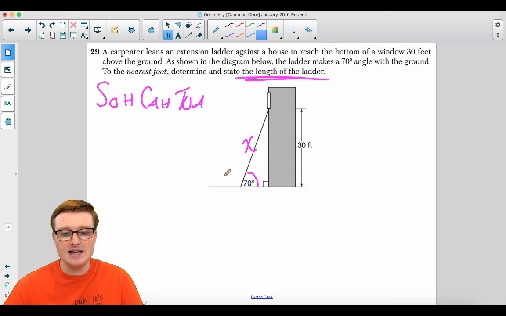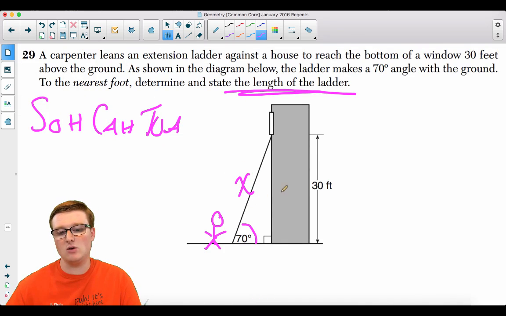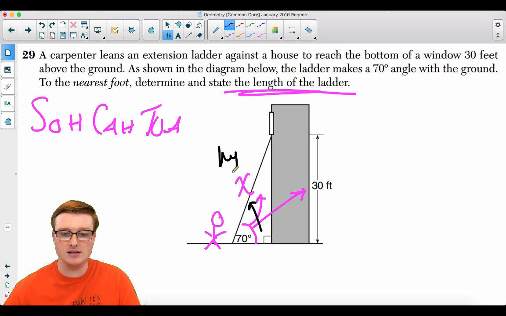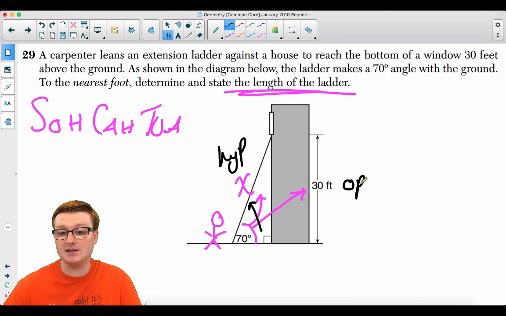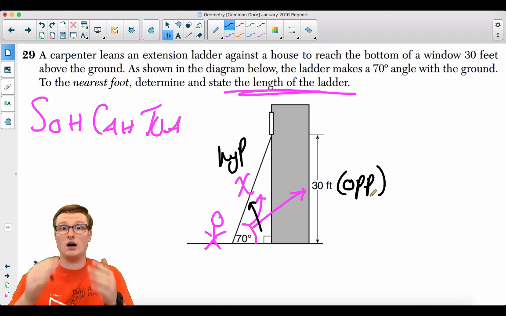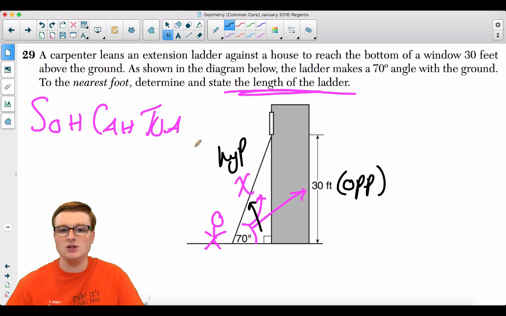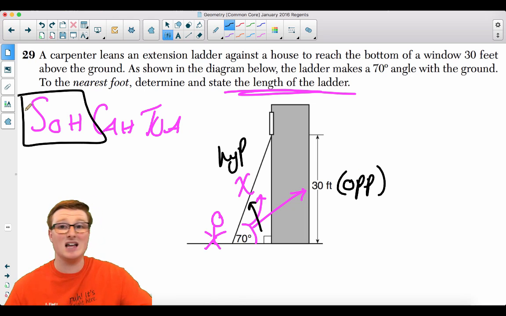Your 70 is your reference angle, so I'm going to draw my little guy over there. Now, in order to figure this out, we need to figure out, well, what is this and what is this? The hypotenuse is always across from your right angle. So this x value is actually your hypotenuse. This 30 over here is your opposite side because it is across from your reference angle. So if we have the opposite and the hypotenuse, we are going to be using sine.